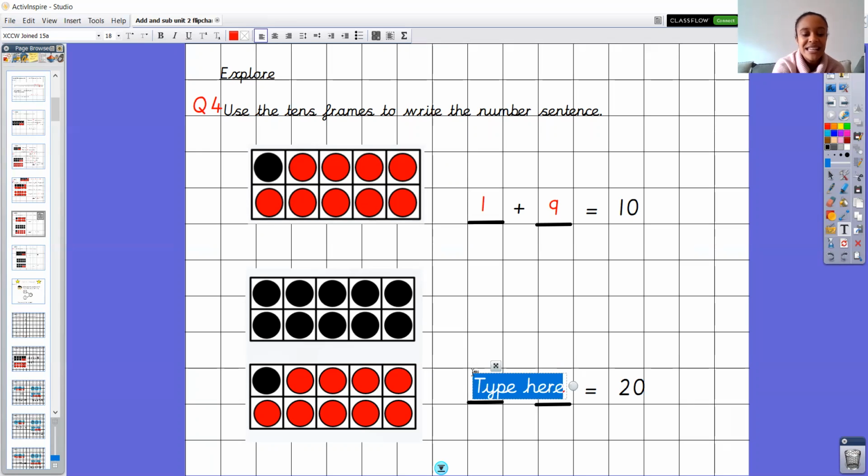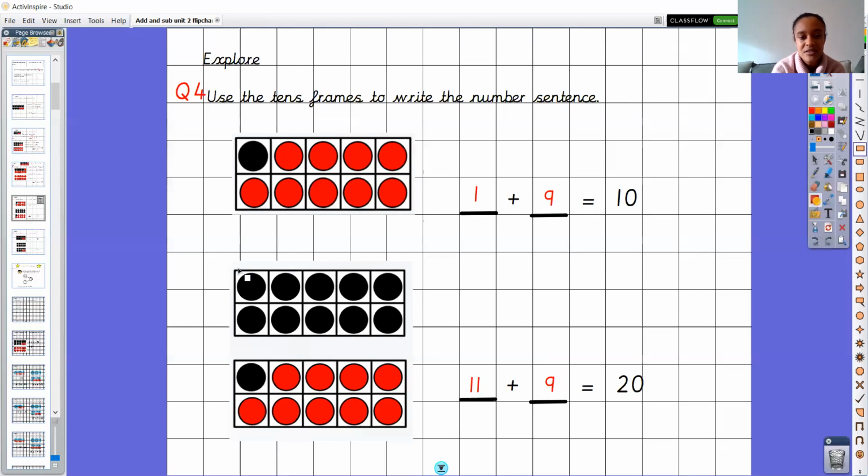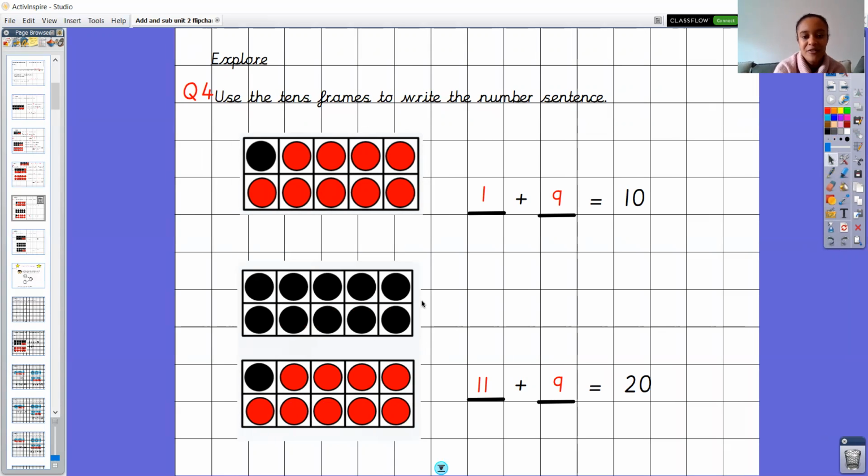Can you see how I've just added 1 ten to my number 1 and I've got the number 11? Can you see that? Because there's an extra 10 here. If I covered up the first tens frame, you've got 1 and 9. And if I then take away this box, I've got another 10. So I've got the number 11 add 9 equals 20. So can you see again how we can use our number bonds to 10 to help us with our number bonds to 20?